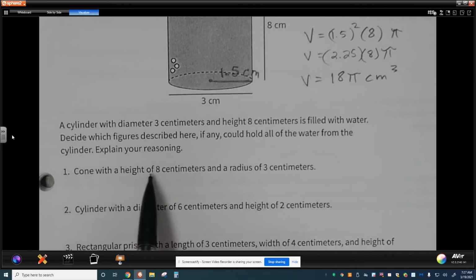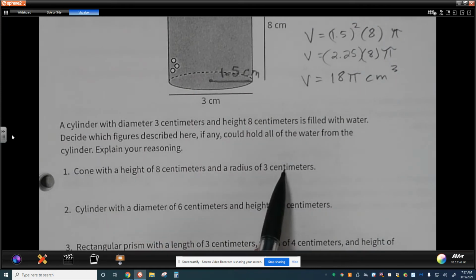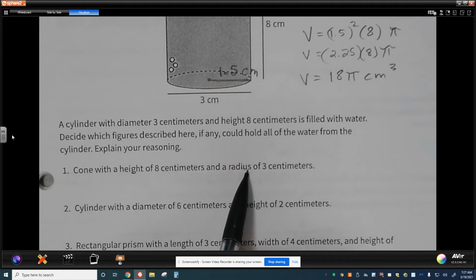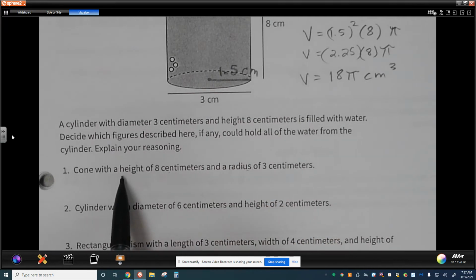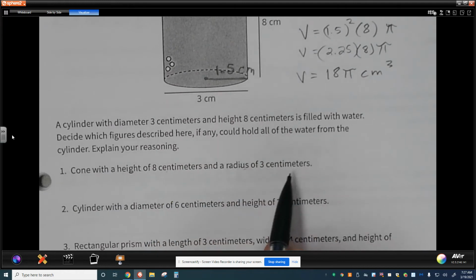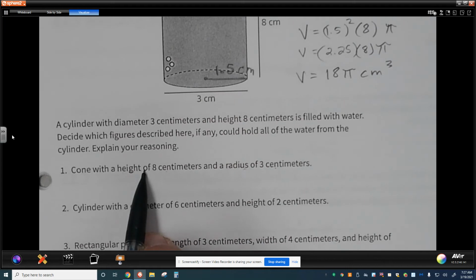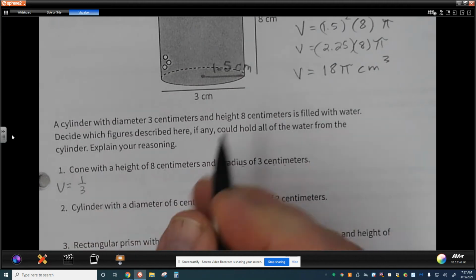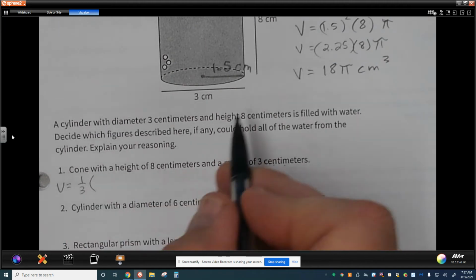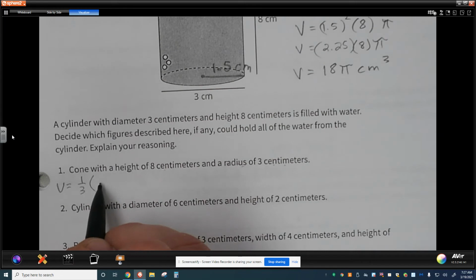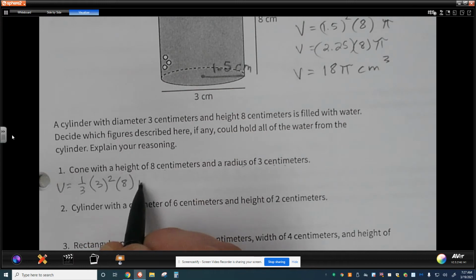So this next one, a cone with a height of 8 centimeters and a radius of 3 centimeters. Now we might be fooled into thinking, oh, okay, the radius and the height are exactly the same. So the cone would be 1/3 the volume of the cylinder. Okay, then it won't be right. But here's the thing, this is a diameter. So the cylinder is larger, the height is the same, but the cylinder with the base is larger. So let's go ahead and calculate 1/3 of the area of the cylinder, or excuse me, the area of the base will be the radius of 3 squared times the height of 8 times pi.